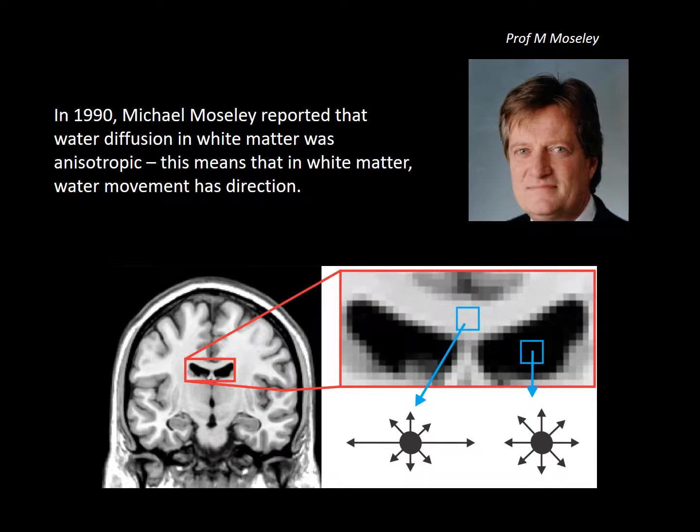In contrast, when a water molecule is between, for example, two axons in white matter, its movement along the length of the axon is easy, but its movement perpendicular to the axon is severely restricted.